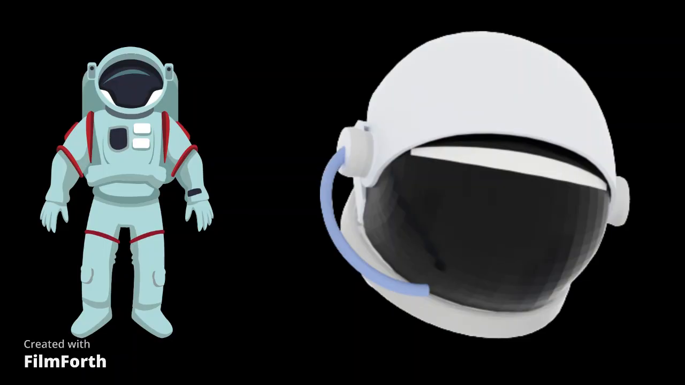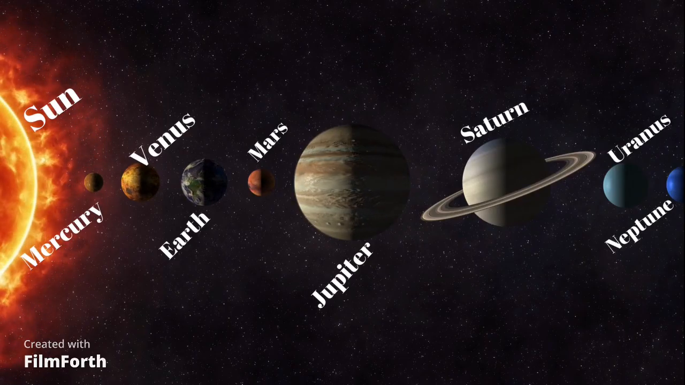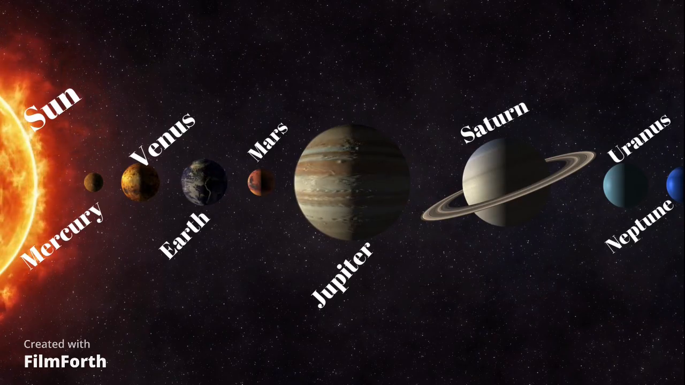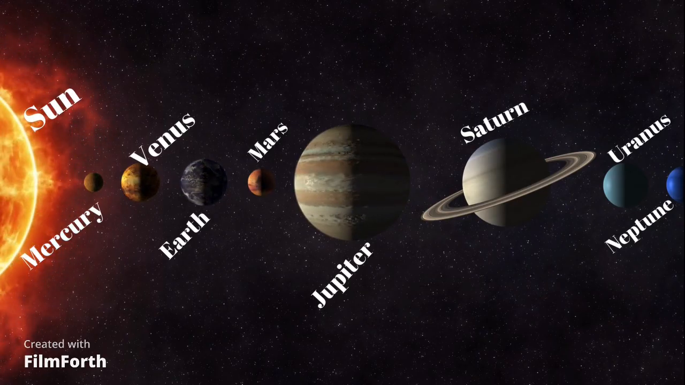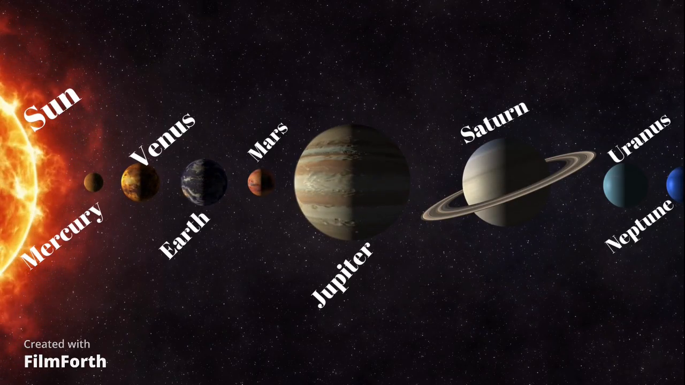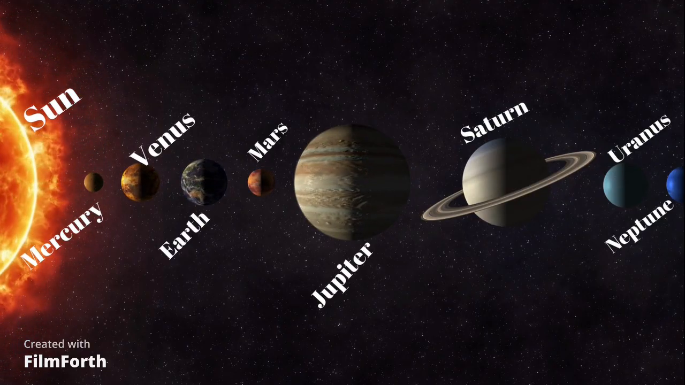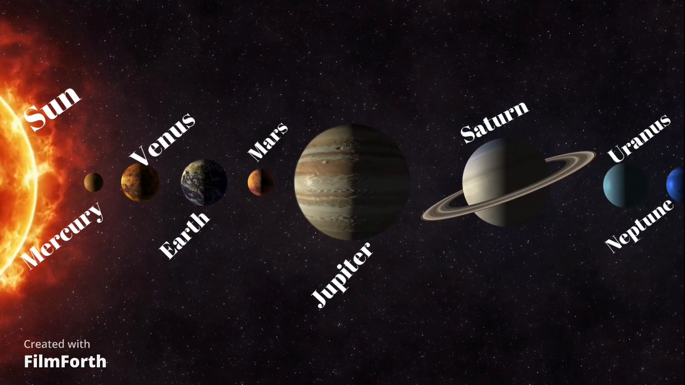In outer space, there is no way for us to breathe air. So, before we travel any further, boys and girls, make sure you put on your spacesuit and helmet. Are you ready? Here we go. When we are in outer space, we can see all the planets. Boys and girls, we live on the planet Earth. It is number 3 from the sun. Can you find it?